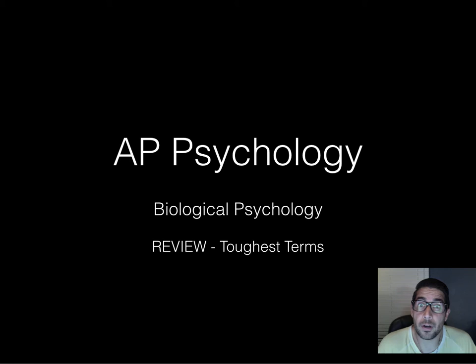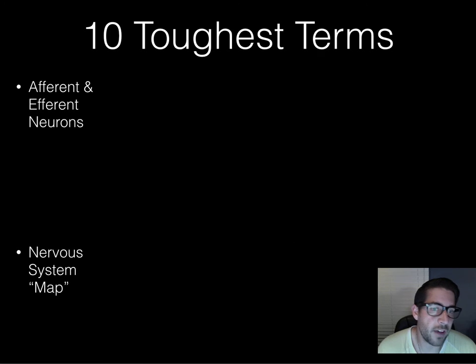Hello, here we go with our review of biological psychology. We're going to go through the toughest terms here and we'll see how fast we can get through this. Here we go. Number one thing that's very confusing, I think, is afferent and efferent neurons.